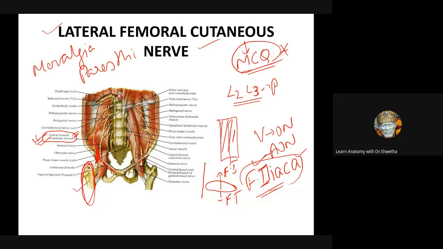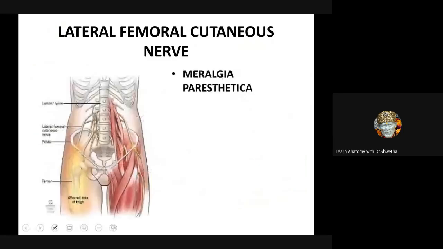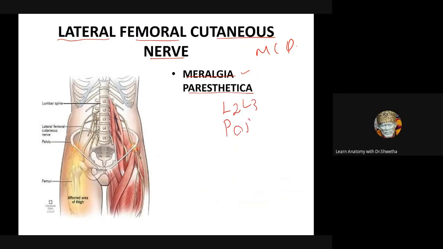I will show you in the next diagram. See here, this is the MCQ question. Meralgia paresthetica is caused by which nerve? What will be your answer, students? Lateral femoral cutaneous nerve. And what was the root value of this? L2 and L3, posterior division. Very good. Posterior division of L2 and L3. See here, any compression of this nerve brings about pain in the affected area, that is the upper lateral aspect of the thigh. So that is meralgia paresthetica.